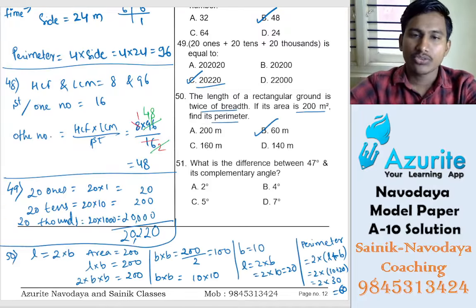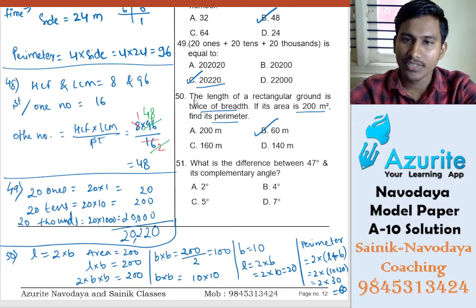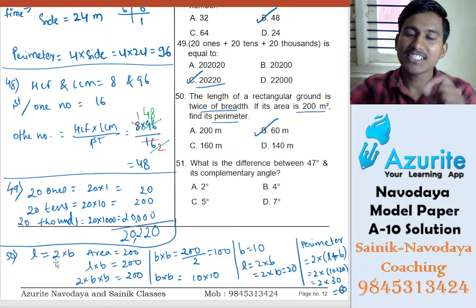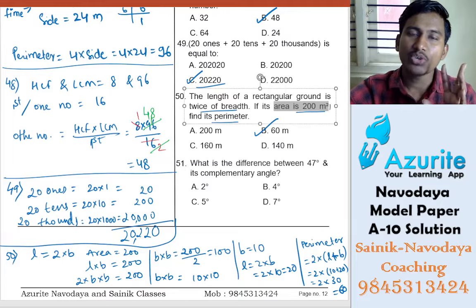Okay, so should we do the next 50 question? So students, let's go to the next question. What is the next? That is 50 question. If the length of a rectangular ground is twice its breadth, twice means 2 times, so length is 2 times the breadth, right? Area is given 200 meter square, so area is 200 meter square. So perimeter we have to find. Length is not given, breadth is also not given, but they have given the relation and area, so we have to find length and breadth. So let us find it.